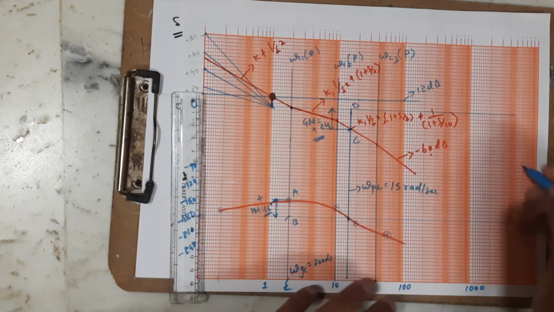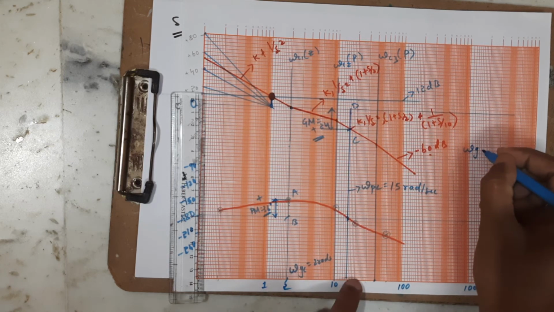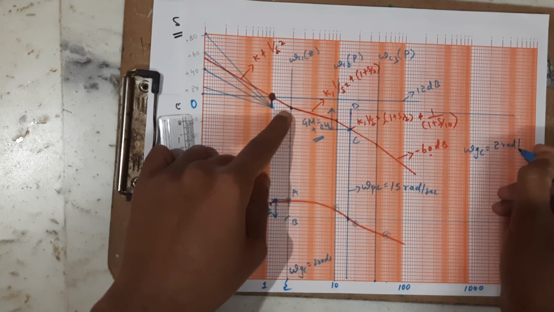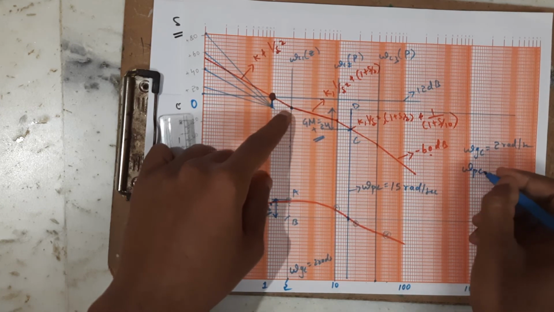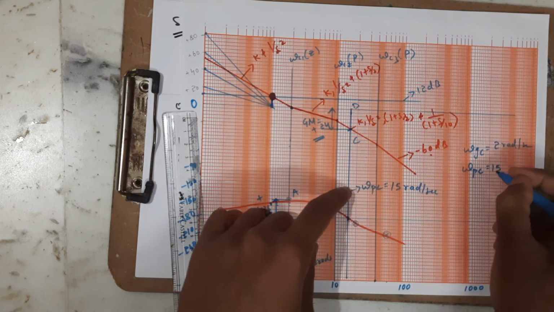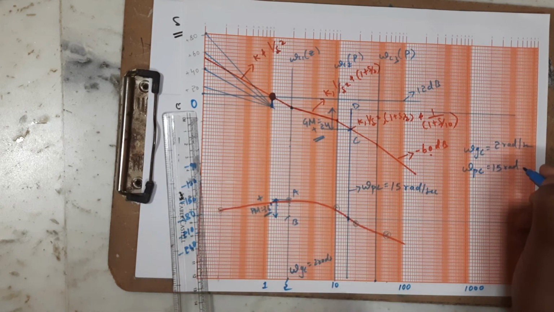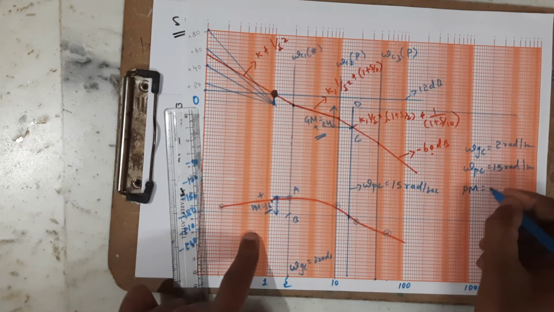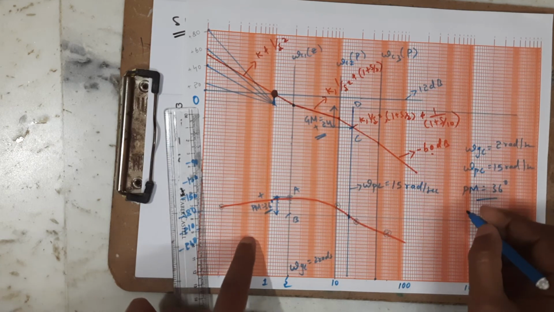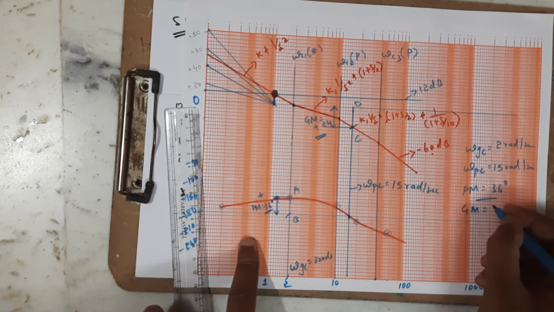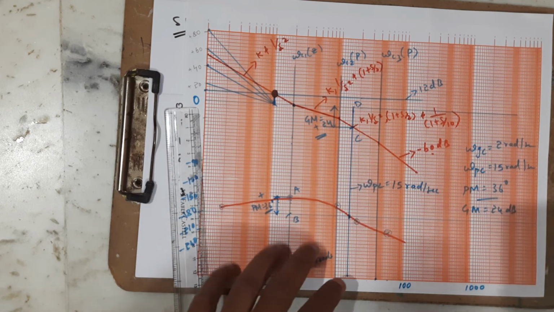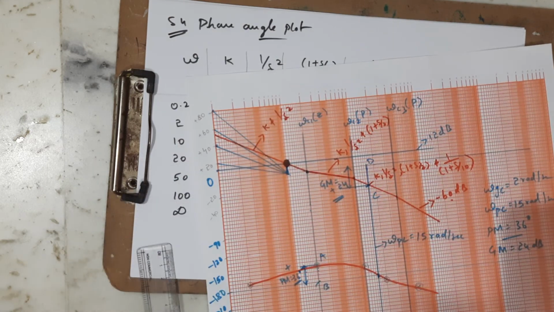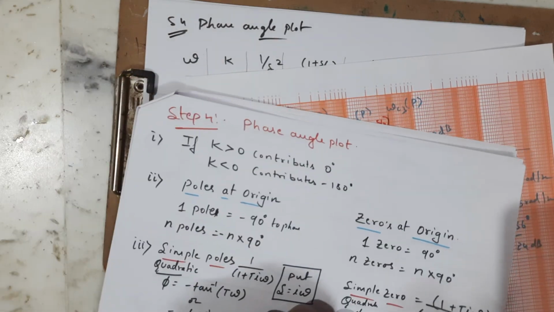What are the things we got? Omega GC, crossing at 0 dB, is 2 radians per second. Omega PC is 15 radians per second. Phase margin is 36 degrees. Gain margin is 24 dB. So these are the data I got. What is the conclusion we are going to draw? That is very important.